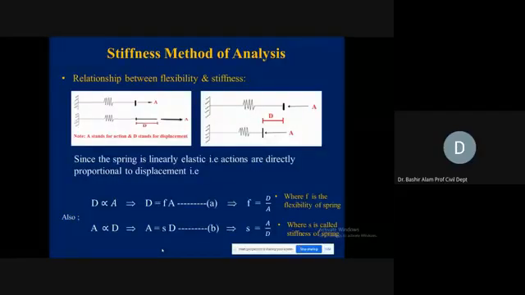Here now, the relation between flexibility and stiffness. What is the relation between flexibility and stiffness? We take here a spring which is stretched by a force A, where A is for the action. Under this application of action, it is tensile in nature. It extends by a distance D. As the action is increasing, this D is increasing. So A is directly proportional to D, or D is directly proportional to A, where A stands for action and D stands for displacement.